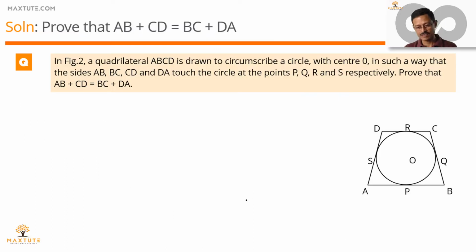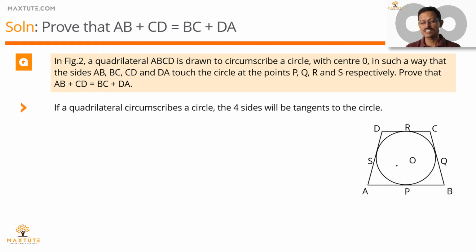Let's start by doing this. This is the diagram that we have. The first and foremost thing that you need to keep in mind is when a quadrilateral circumscribes a circle, the four sides of the quadrilateral will be tangents to the circle. Solving this question entirely hinges on this one property that I'm going to state. From an external point, we'll be able to draw two tangents to a circle. Both these tangents will be equal in length. Solving this question depends on only this property.